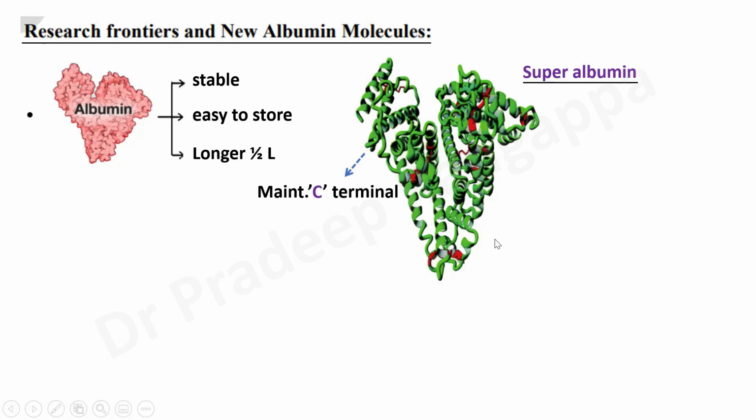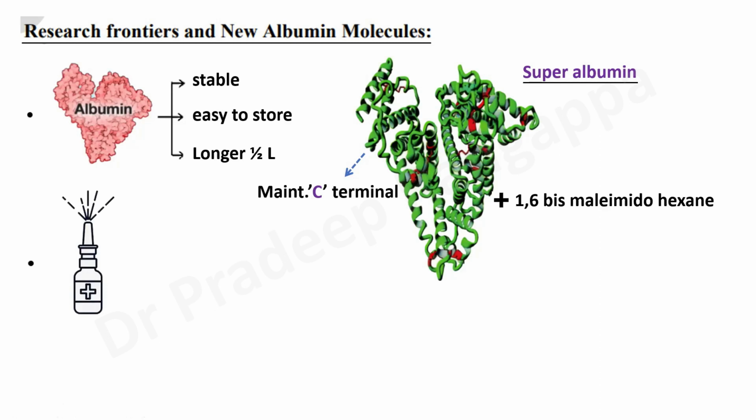This is the C terminal. This is the chemical structure of the albumin. So the maintenance of the C terminal is shown to increase the half-life of the albumin, which they call superalbumin. And there is even transnasal albumin being developed, which has a better transcellular action. And there is an addition of this molecule, 1,6-bis alimedohexane. By adding this, it is shown to have a better antioxidant effect from the albumin. So together with this, they call this a superalbumin.